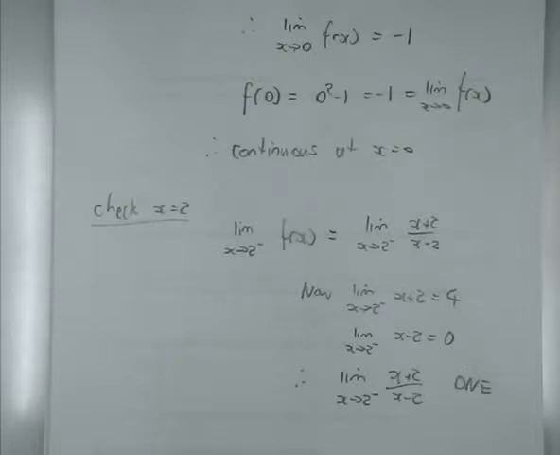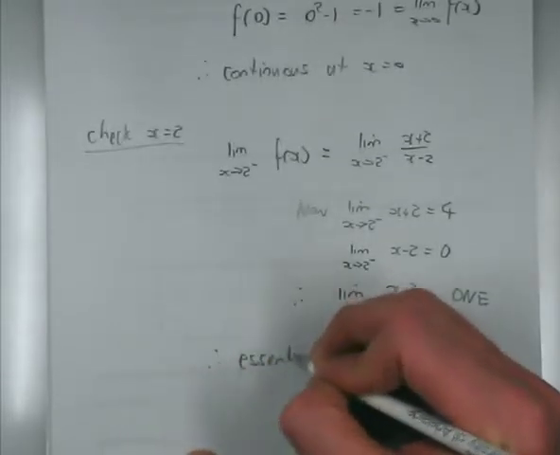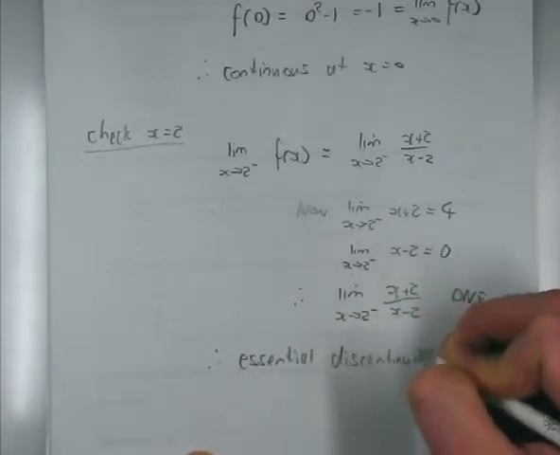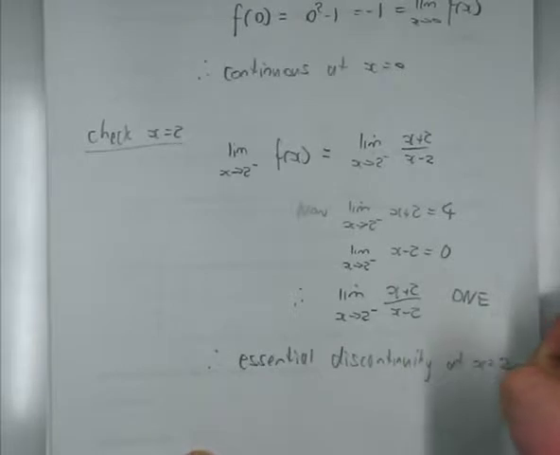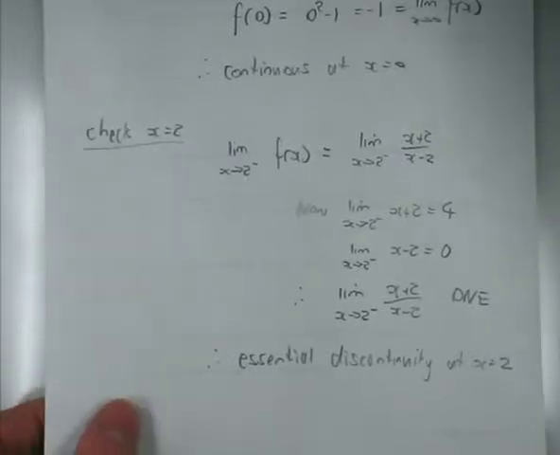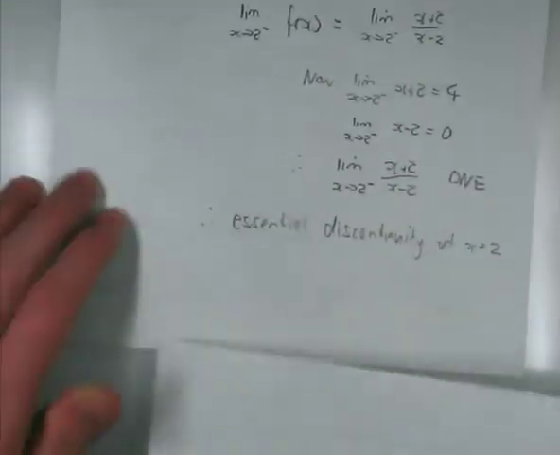I don't have to worry about anything at all because the limit doesn't exist. It's definitely discontinuous there. I don't have to do any more work. I can say there is an essential discontinuity when x is equal to 2. Therefore, at x equals 2. Okay? Good-o. And next I would check the next point.